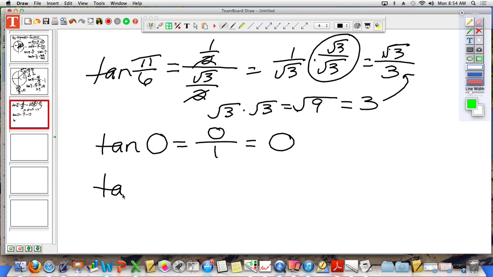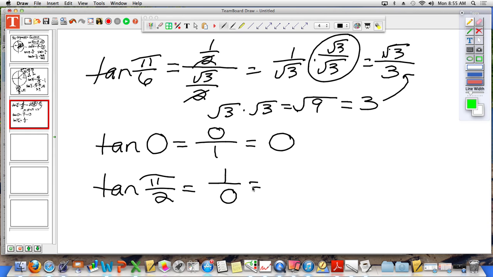What about the tangent of pi over 2? Go to pi over 2 on your circle. That's 90 degrees. Tangent means sine divided by cosine. What is the sine of 90 degrees, or pi over 2? It is 1. What is the cosine of pi over 2? 0. There's a problem here. What is 1 divided by 0? It is undefined. So my point is this. The tangent does not exist at pi over 2.